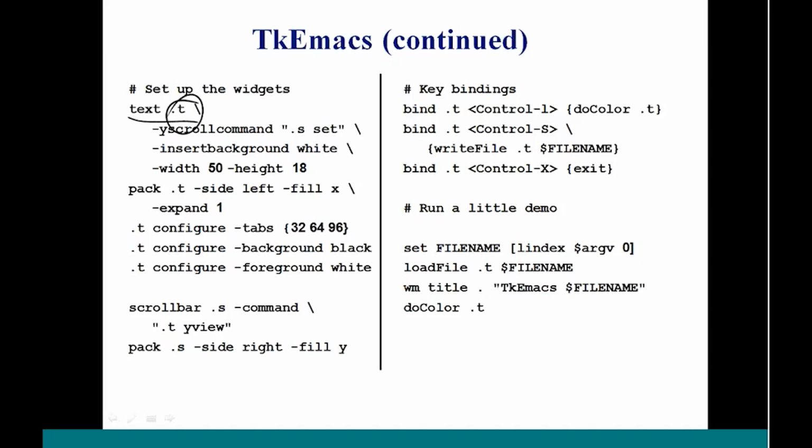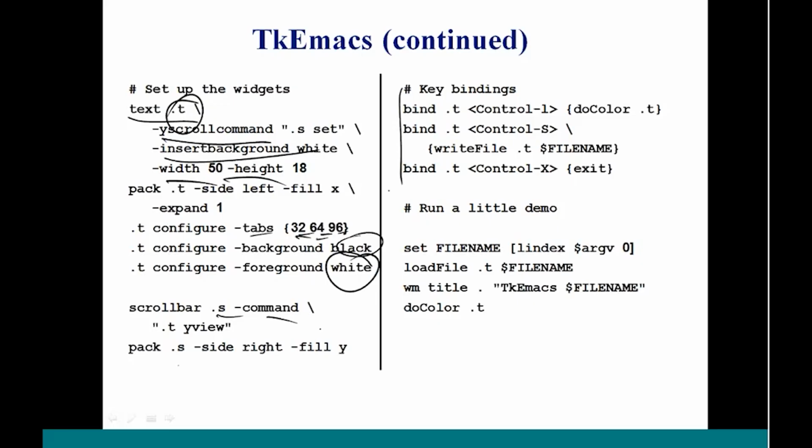Basically we call it text widget .t, and then we give several other things: the Y scroll command, insert background, and width and height. We specify all these things and then we pack it, adjust it to the left side, and expand it to fill essentially. And then we also give some configuration items. We configure tabs 32, 64, 96, and then configure background as black and foreground as white. We'll come to see why we need these things shortly. And then we also generate a scroll bar on the Y side.